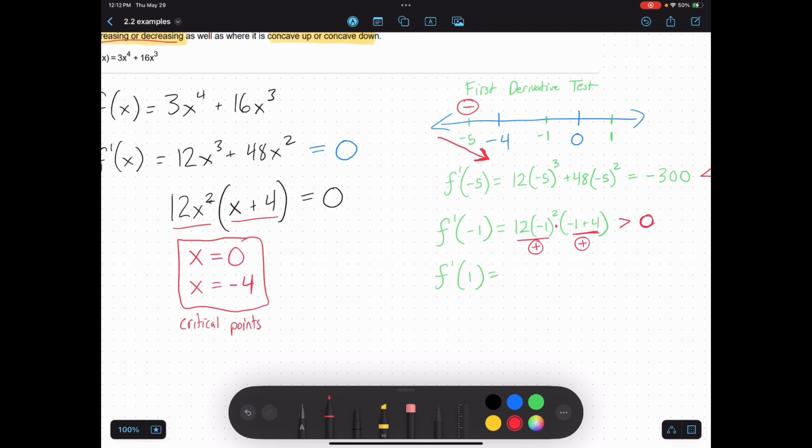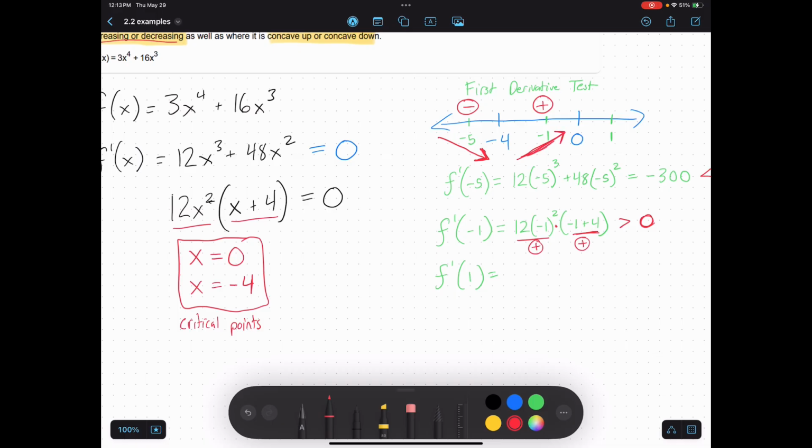Remember, the actual value doesn't matter. I just care whether it's greater than or equal to 0. This is another way that you can use the first derivative test. You can keep your derivative factored and then just look at each of the factors and whether they're going to be positive or negative based off of what number you're plugging in. So in this next interval, your derivative is positive, meaning your function is increasing.